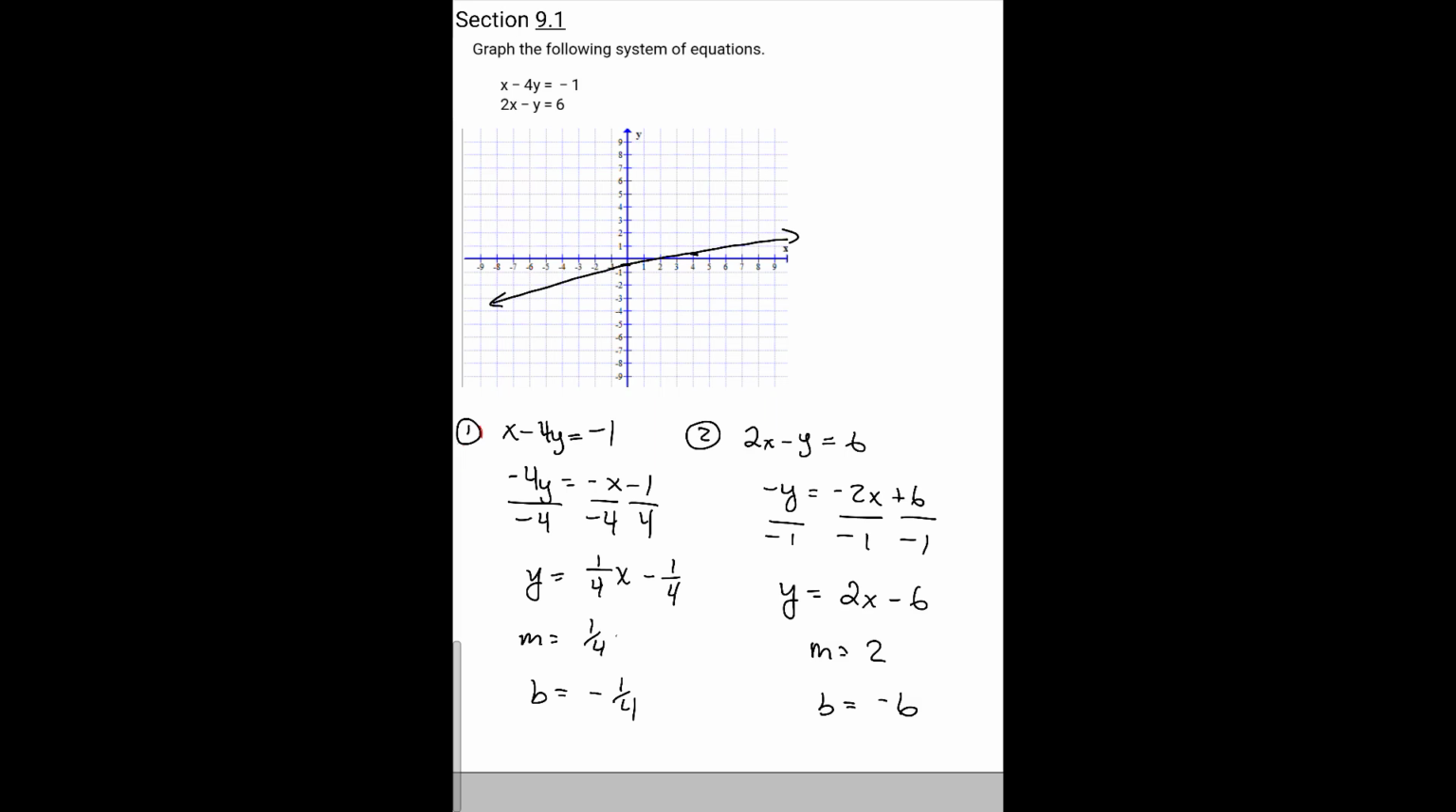Now to graph the second equation, you can do your slope and your y-intercept. Your y-intercept is negative 6, so you would go on the y-axis to negative 6 and plot your first point. Now your slope is 2, in other words, 2 over 1. So that means your rise would be 2. You would go up 2 and to the right 1, and that is where you would graph the second line. Hopefully your graph looks a lot better than mine.